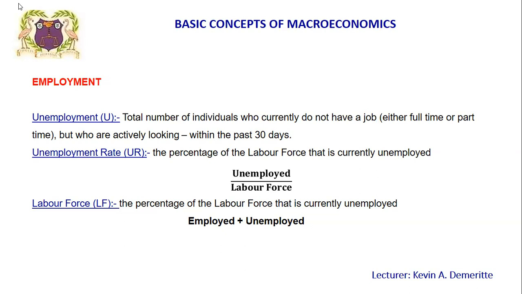Now, we also need to calculate what's called the unemployment rate. The unemployment rate is the percentage of the labor force that is currently unemployed. So the calculation is just the unemployed divided by the labor force. It's the total number of persons unemployed divided by the total number of persons in the labor force. In that case, we need to define what we mean by labor force. The labor force is everybody in the country who is employed and unemployed.